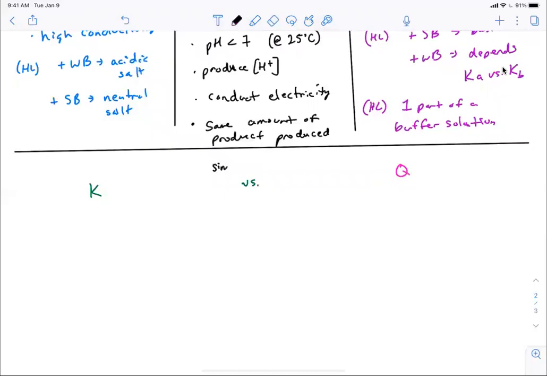Similarities for K versus Q, capital K versus capital Q. Both are expressed as products over reactants. Now, obviously, if they give you a reaction, your expression actually involves your species, but you calculate K and Q the same way. Okay. They're both related to equilibrium, in a manner of speaking.